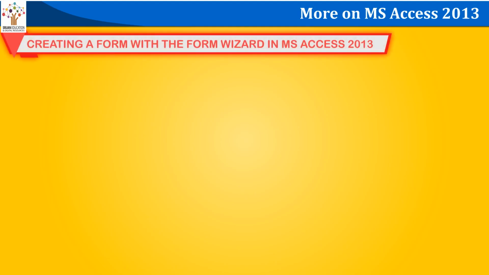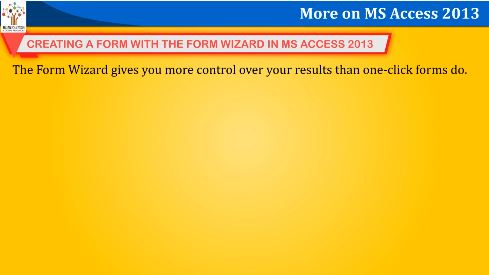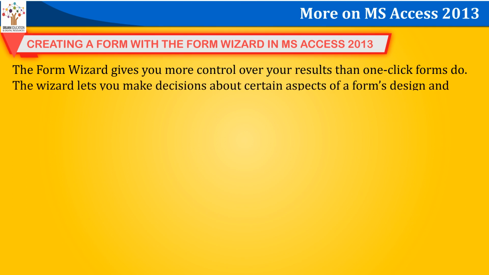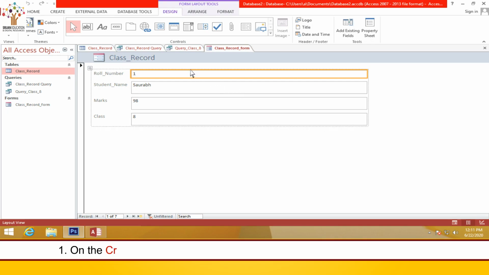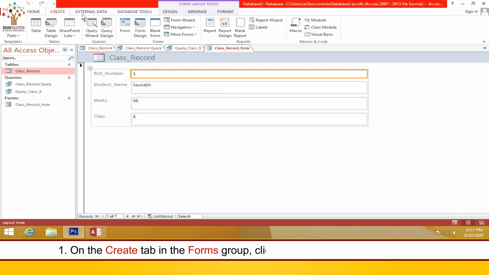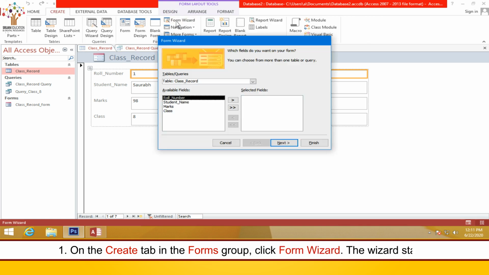Creating a form with the Form Wizard in MS Access 2013. The Form Wizard gives you more control over your results than one-click forms do. The wizard lets you make decisions about certain aspects of a form's design and produces a form based on your instructions. On the Create tab in the Forms group, click Form Wizard. The wizard starts.